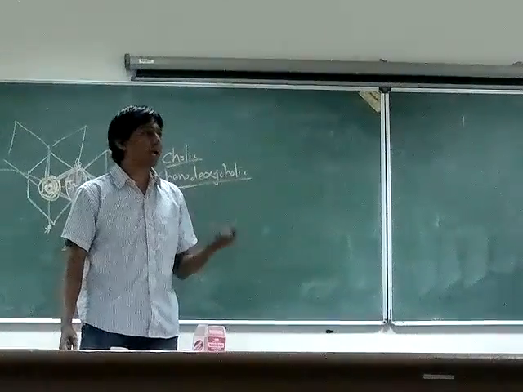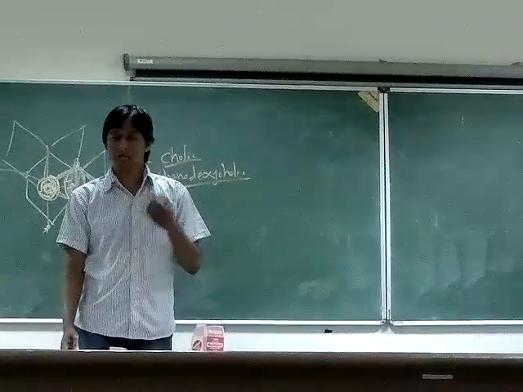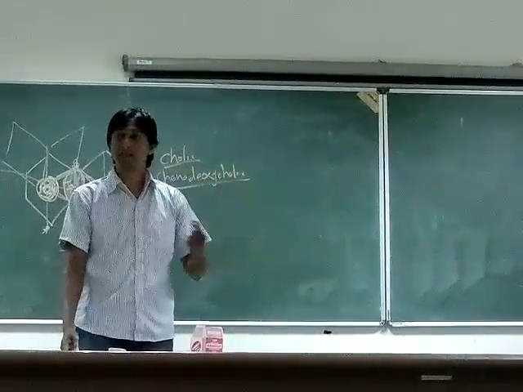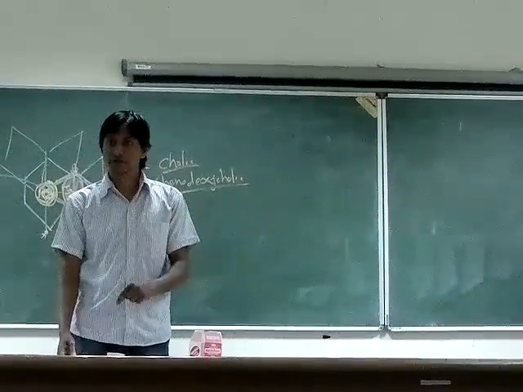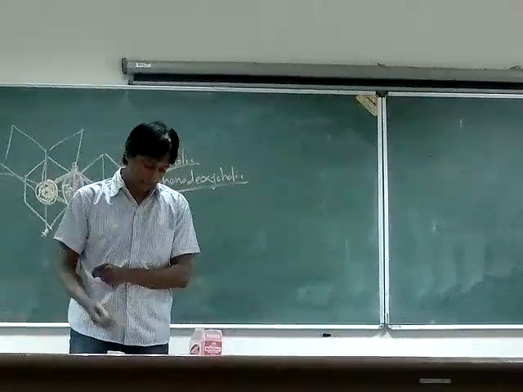chenodeoxycholic acid. These are called the primary bile acids. Okay, these are the primary bile acids. The primary bile acids are produced in the liver, then they go into the GIT, into the intestine. In the intestine, they will be converted into the secondary bile acids.